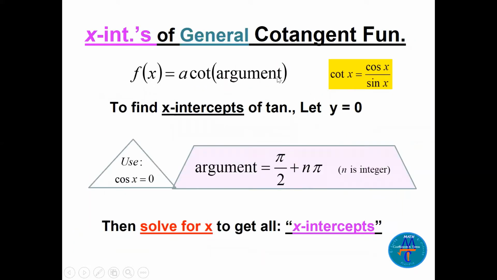X-intercept, it's easy to find the x-intercept. Let y be equal to 0. That means the cosine of x is equal to 0. Put the argument equal to pi over 2 plus n pi, where n is an integer. Then find all the values of x.